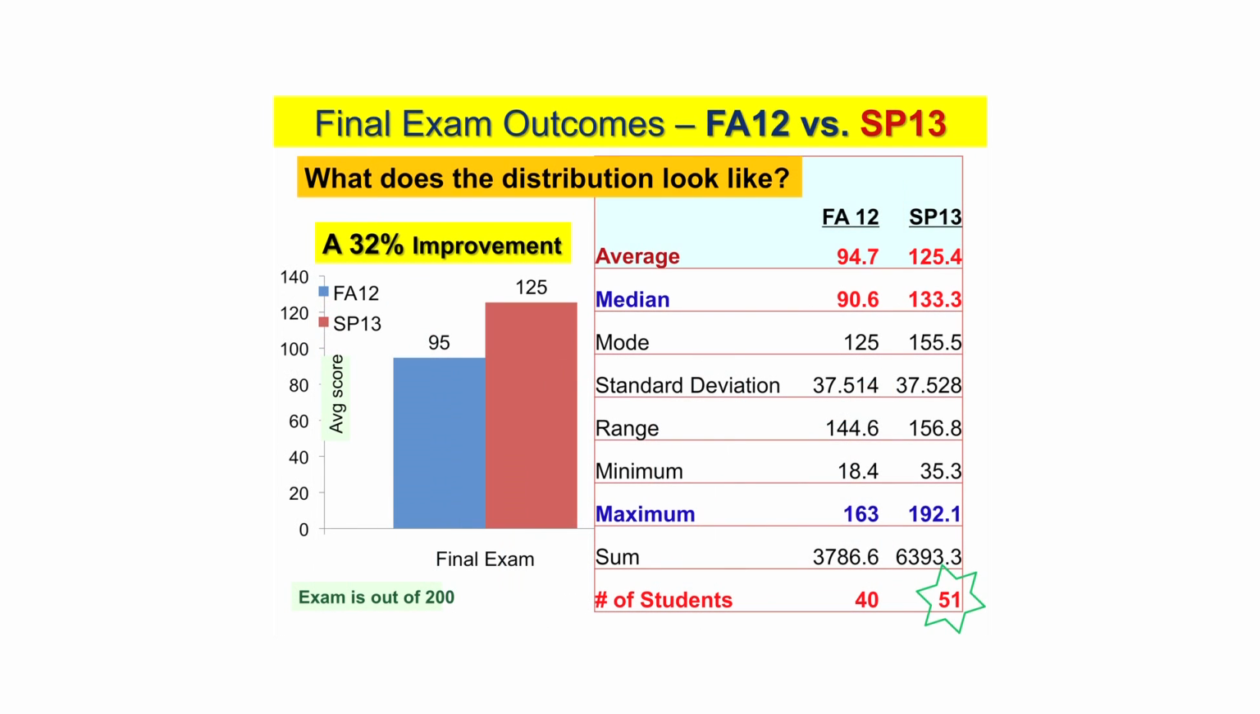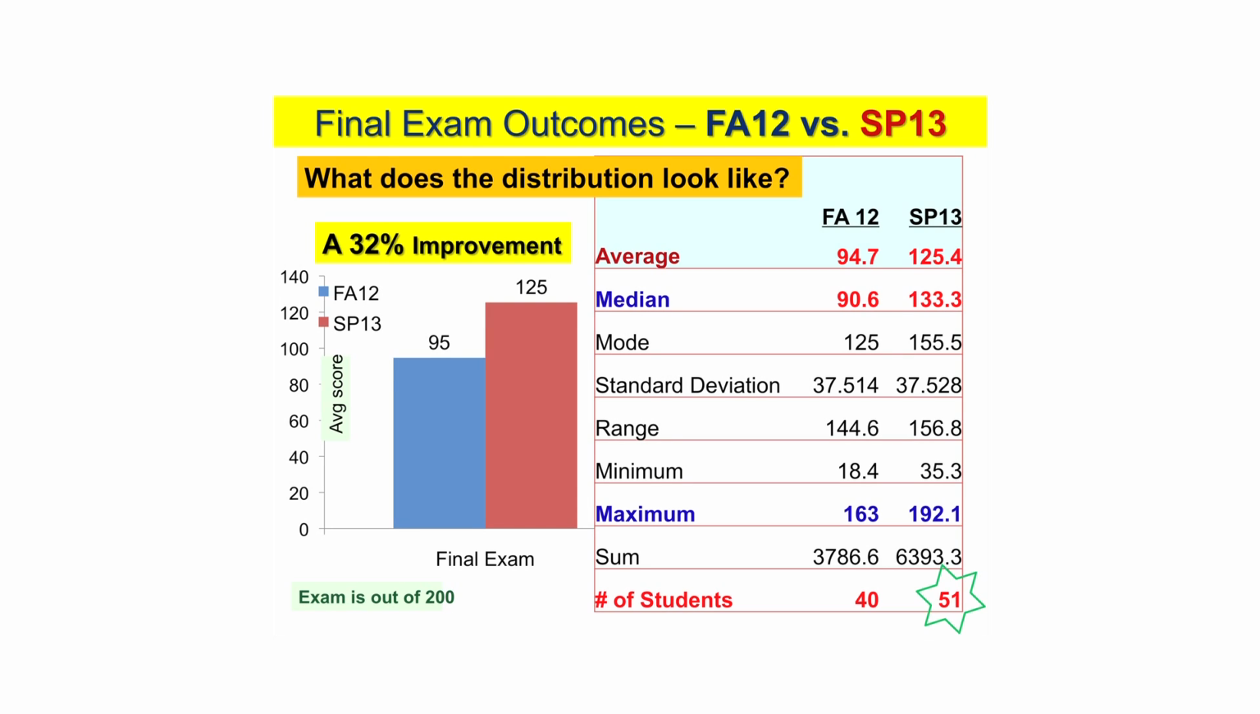So here I show you the final exam outcomes. For the fall semester, 95 out of 200. For the spring semester, 125. So that's a substantial improvement in the final exam. This is the final exam that I gave, not the assessment final.